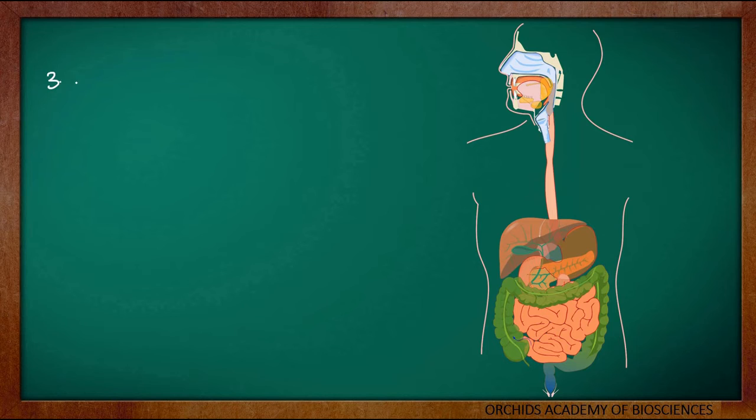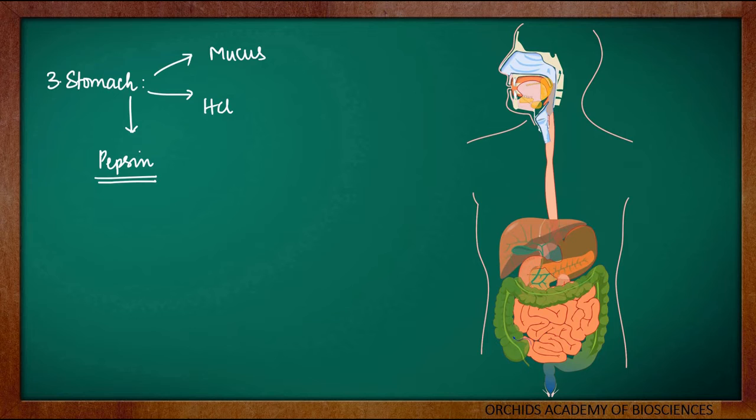Moving on to the third organ, that is the stomach. In the stomach, there are three major secretions: pepsin, NaCl, and finally the mucus layer. The pepsin helps to break down the proteins that are present in food, so it helps in the digestion of proteins. But for pepsin to function, the condition inside the stomach should be acidic, and this condition is made acidic using hydrochloric acid.